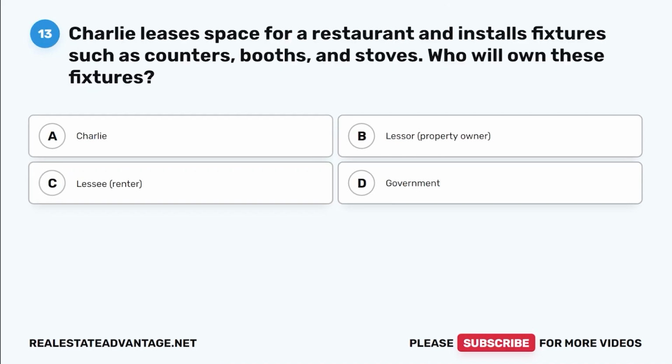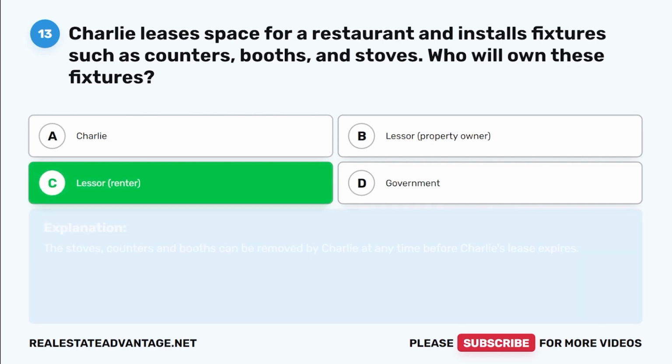Question 13. Charlie leases space for a restaurant and installs fixtures such as counters, booths, and stoves. Who will own these fixtures? A. Charlie. B. Lessor, property owner. C. Lessee, renter. D. Government. The correct answer is C.